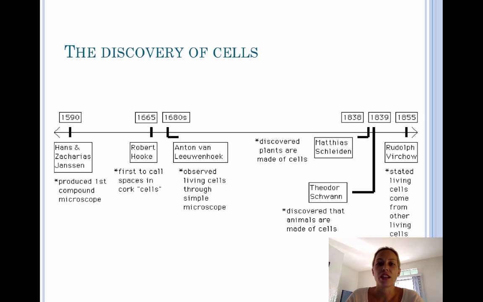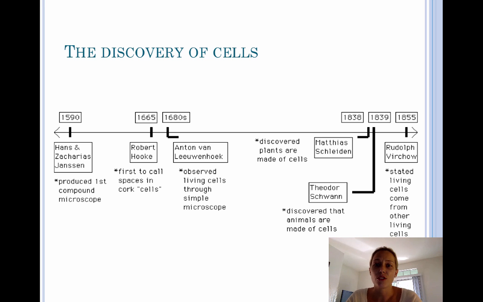He was taking a look in the microscope at dead plant cells. He was observing cork, and he thought that they looked like the tiny rooms that monks lived in their monasteries, and thus gave us the term cell. In 1680, Anton van Leeuwenhoek was the first person to observe living cells. Now remember, Robert Hooke was the first person to observe cells, but he was observing dead plant cells. Anton van Leeuwenhoek was the first person to observe living cells.